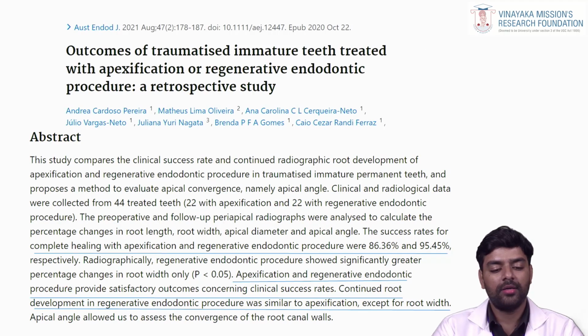These are the articles from the Australian Endodontic Journal. Andrea et al. concluded that the complete healing with apexification and regenerative endodontic procedures were 86% and 95% success rate. Apexification and regenerative endodontic procedures provide satisfactory outcomes concerning clinical success rate. Continued root development in regenerative endodontic procedure was similar to apexification except for root width.